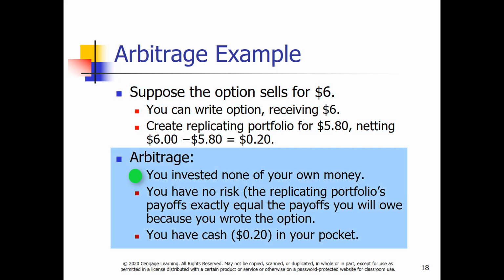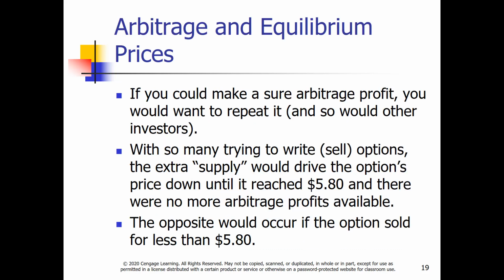You borrowed to buy the stock, so none of your own money is invested. You have no risk since the payoffs to the replicating portfolio are equal whether the stock price moves up or down. You gain 20 cents. If you could do this with zero of your own money invested, you'd replicate it as much as possible, as fast as possible. This would create price pressure on the option, driving the price down to $5.80.